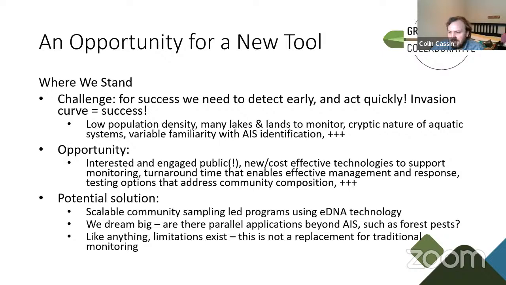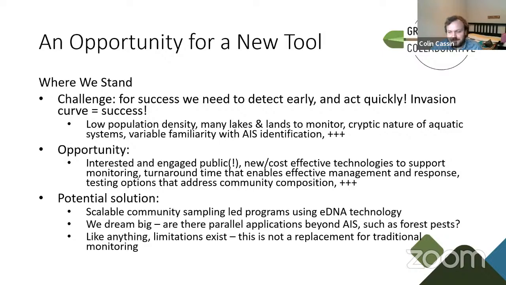I think we're all very familiar with the challenges. We live in a landscape that has a relatively low population density, with lots of resources and places for some of these AIS, or invasive species more broadly, to hide. And of course, when we're talking about aquatic systems, boy, aren't these things cryptic at times and really difficult to come across early. We know from the invasion curve, the earlier we find them, the higher our probability of success will be. So we've got an opportunity in front of us here, right?